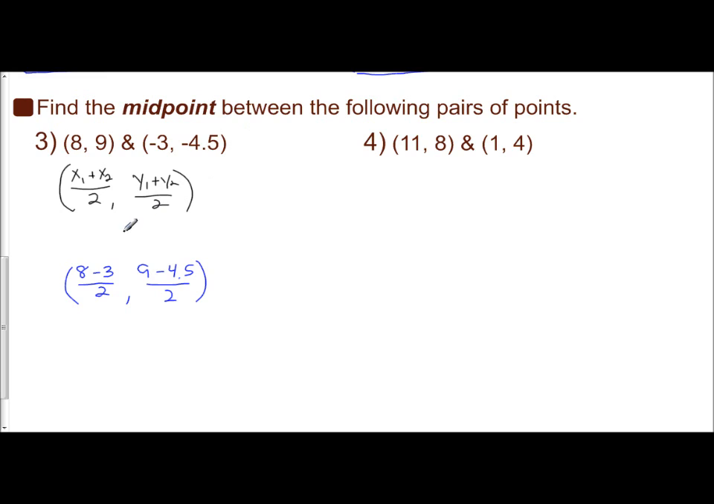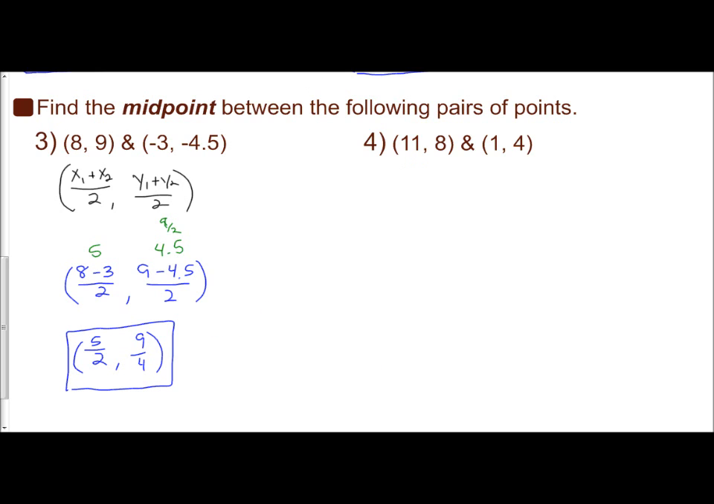Really, 8 minus 3 is 5. Now 9 minus 4.5 is 4.5. But 4.5 is really 9 halves for it. And so to go through and finish, we have 5 divided by 2, leave it as a fraction. And we have 9 halves divided by 2. And so if you have 9 halves divided by 2, you have 9 fourths. And so the midpoint is represented by the coordinate 5 halves and 9 fourths.